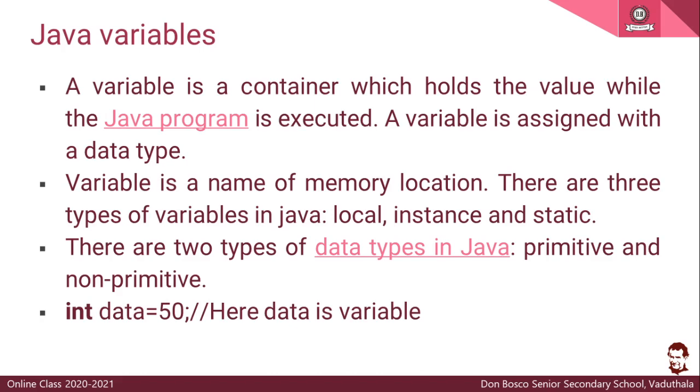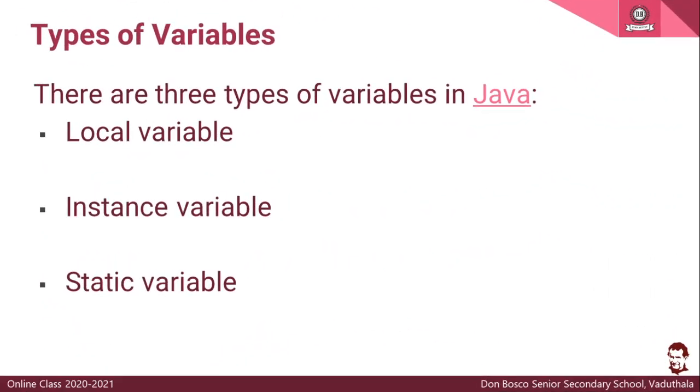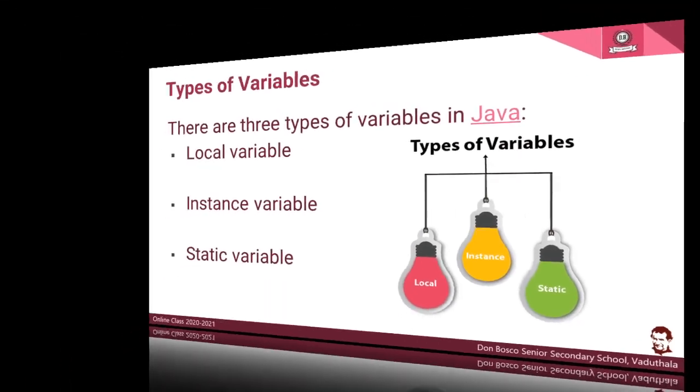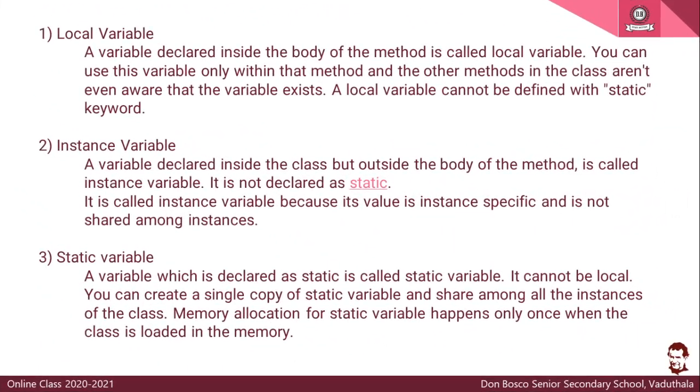There are three types of variables in Java: local, instance and static. Mainly, based on data types, variables can be categorized into two, primitive and non-primitive. And generally we can categorize them into three: local variable, instance variable and static variable. Let us check the meaning of each type. First local, then instance, then static. Please remember them one by one.